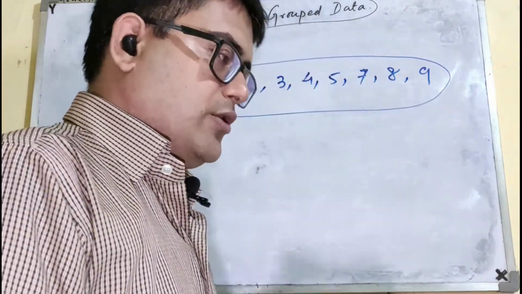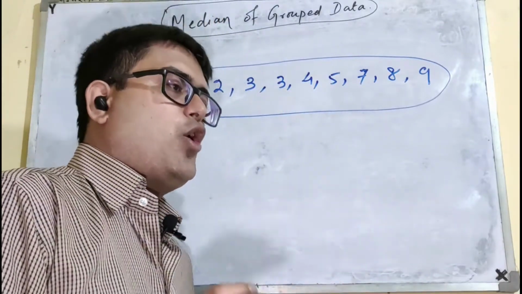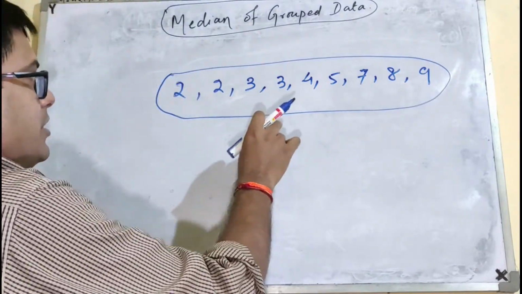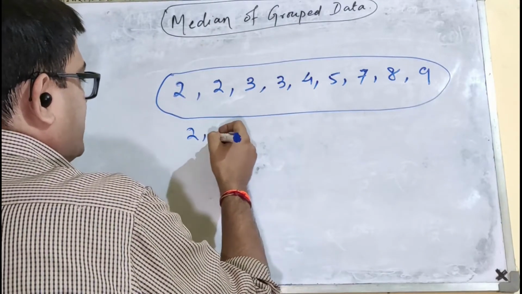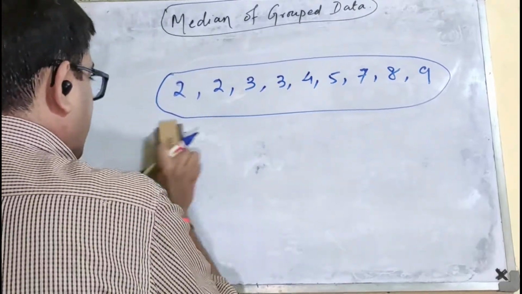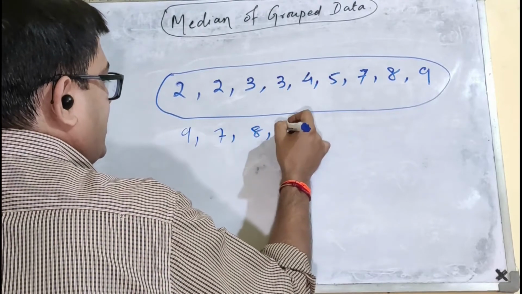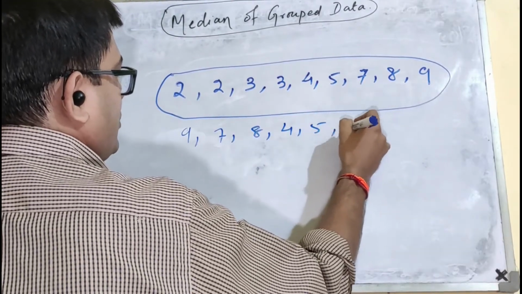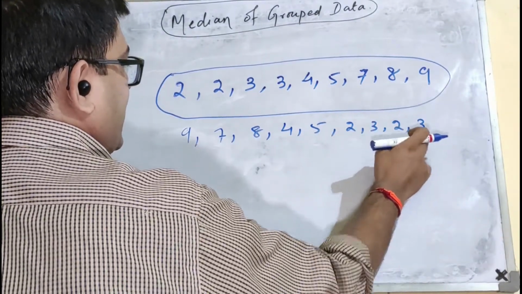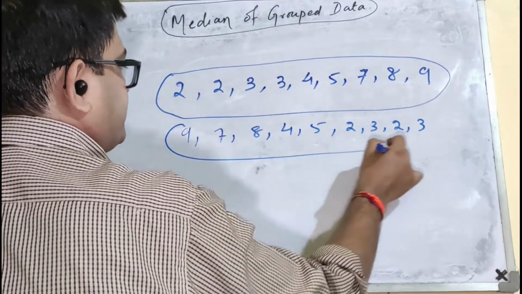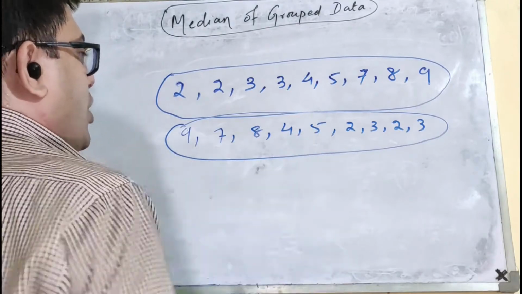So when you want to find the median of a data set, you have to first understand that you need to have the data set in an orderly fashion. Okay, so I have got this data set in an order, but what if the data set would have been given to me as 9, 7, 8, 4, 5, 2, 3, 2, 3? 1, 2, 3, 4, 5, 6, 7, 8, 9. So the same data set now I have got, but this one is not ordered.